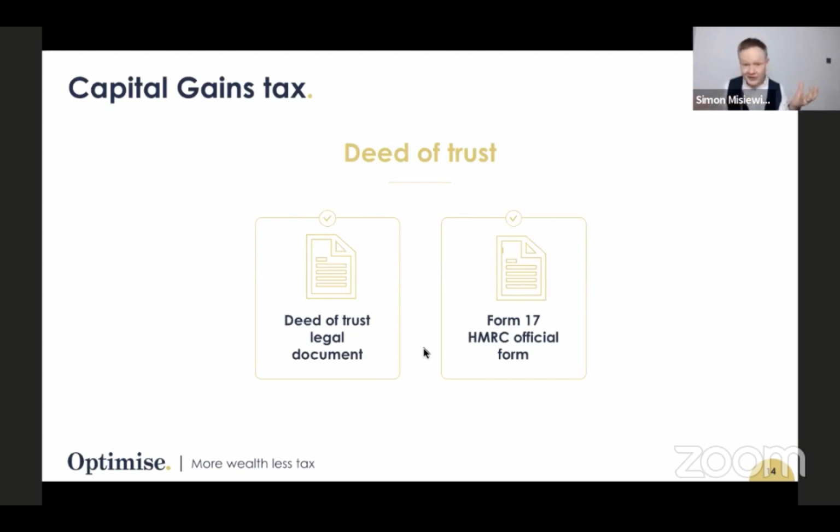You do not need a Form 17 if you're transferring the property ownership over from Christy to John. Now, this could be anyone, right? It doesn't need to be just Christy and John here. It could be you own the property 100% in your name, and you're going to be transferring an element over to your spouse or civil partner. You don't need a Form 17. You do not need to tell HMRC in this regard. You just need the deed of trust, which is the legal document and is signed. That's the important bit.